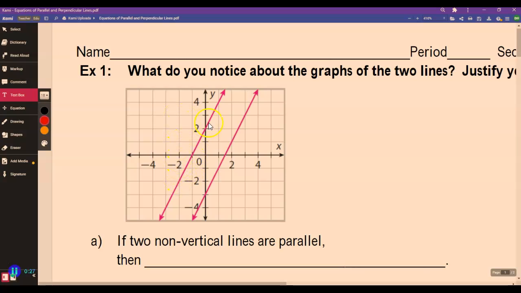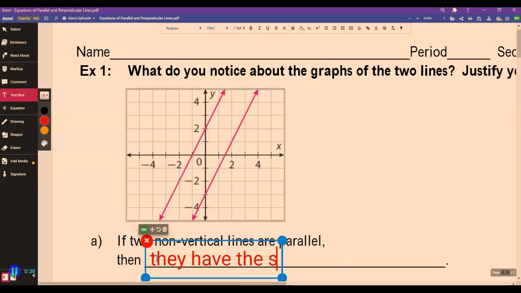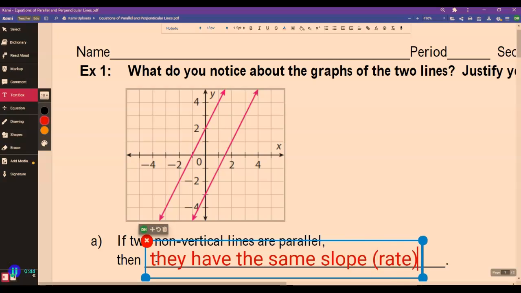the same rate. Now, the generic word we use for rate here is slope. So if two non-vertical lines are parallel, then they have the same slope, right? Or rate, speed, whatever we want to call it. So you can imagine two cars starting at two different places, going the exact same speed the whole time. Well, one will not get closer to the other at any point. They'll stay the same distance away from each other that way.